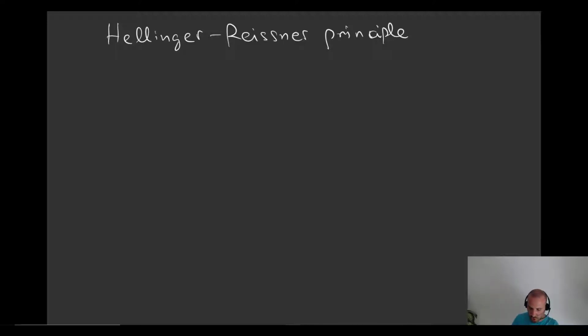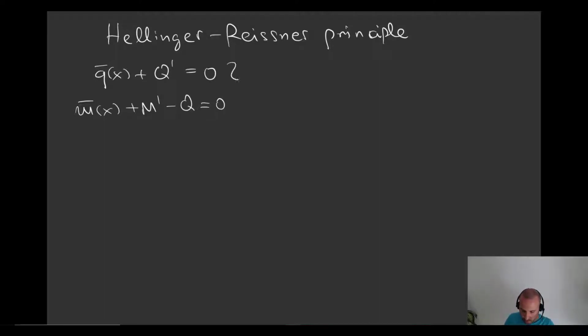So the first condition here tells us that Q bar of x plus Q prime should be equal to 0. The second one tells us that m bar x plus m prime minus Q should be equal to 0. So the first one is the equilibrium with respect to the vertical forces, and the second one is the equilibrium with respect to the moments, the bending moments themselves. Now, what we want to do here is to multiply each of these equations with the test function, integrate over the domain, and perform integration by parts.